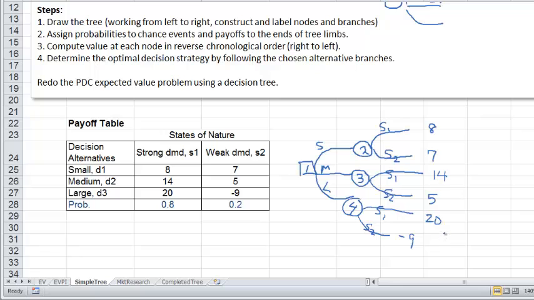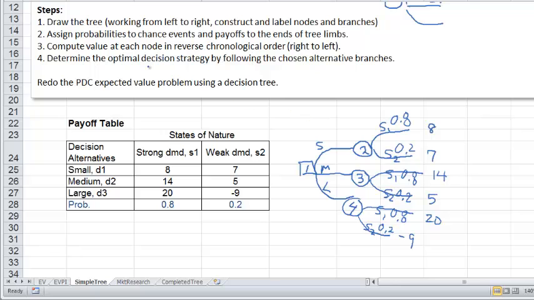Okay, now the probabilities are assigned to the states of nature branches. That means the branches that emanate from the chance nodes, from the circles. The probabilities are given here, 0.8 and 0.2. So the strong demand gets 0.8, weak demand gets 0.2, everywhere. Okay, so that was the second step.